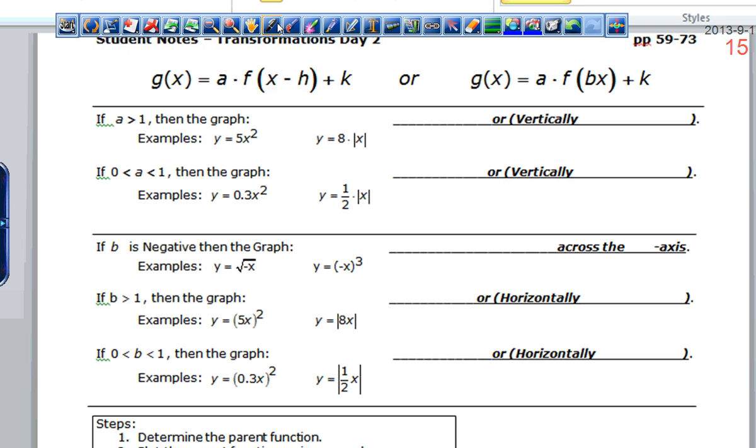Okay, the first thing, if a is greater than 1, in other words, a number is larger than 1 right here, we're going to stretch vertically, so a vertical stretch, or the graph will narrow. So the graph gets longer. We'll multiply all the y values, in this case times 5, times 8, all that stuff. Questions on what narrow or stretch means? It's the same thing as steep, right? Steeper. That's great.